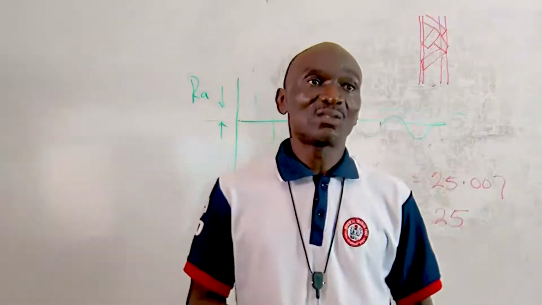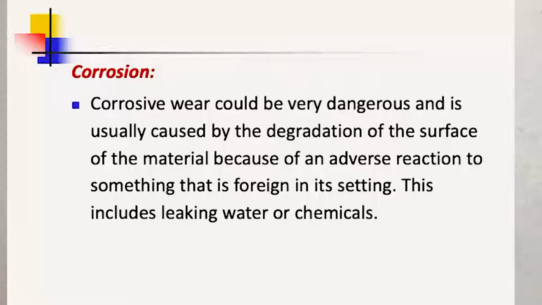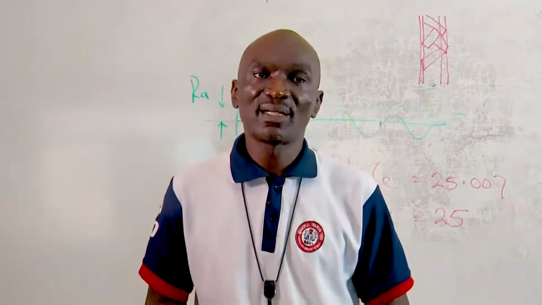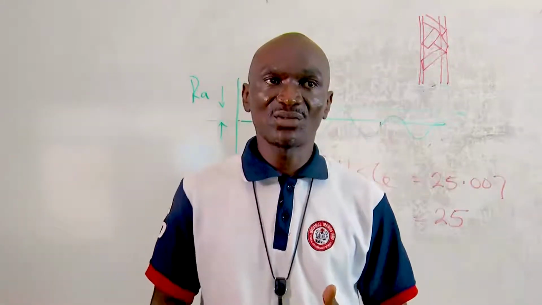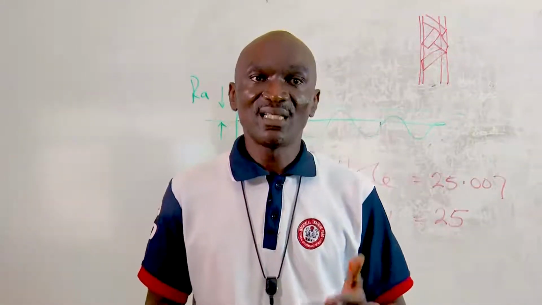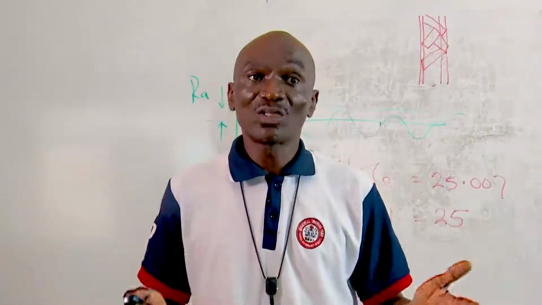And then we have corrosive wear, or wear as a result of corrosion. Corrosive wear could be very dangerous, and it's usually caused by the degradation of the surface of the material because of an adverse reaction to something that is foreign in its setting. This includes leaking water or chemicals.